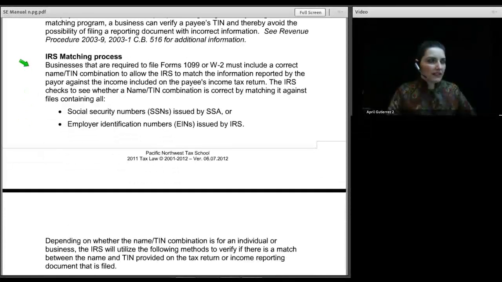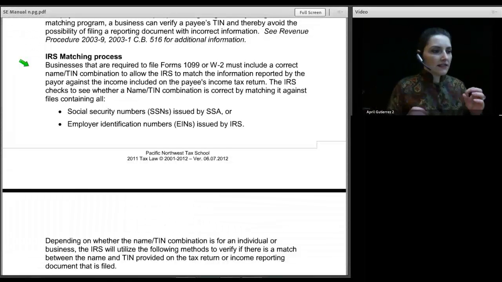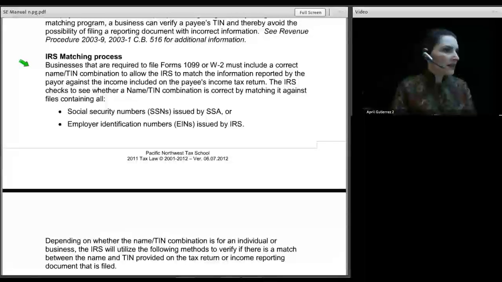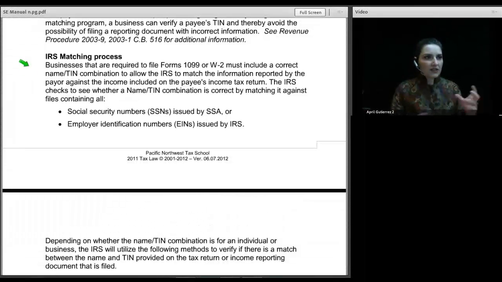IRS matching process. Businesses that are required to file Form 1099 or W-2 must include a correct name or TIN combination that allows the IRS to match information on the return. And we've been dealing with this at the 1040 level for a long, long time, because whenever we transmit a tax return electronically, the IRS matches the first 4 letters of that client's last name with the Social Security number on record for that client. It does it for the client, and it also does it for every dependent on the return, and it also does it for the spouse on the return.